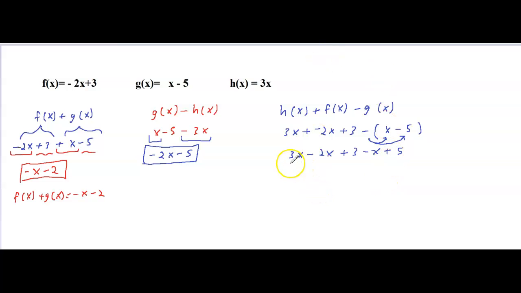Now we can combine like terms. Positive 3x, minus 2x, and a minus x. That ends up giving me 0. Because if I do this in two parts, I get 3x minus 2x. So these two things together give me an x. And then I have a minus x there, so that's going to cancel itself out. Then I have the plus 3 and plus 5. So my final answer here is just a nice, simple 8.